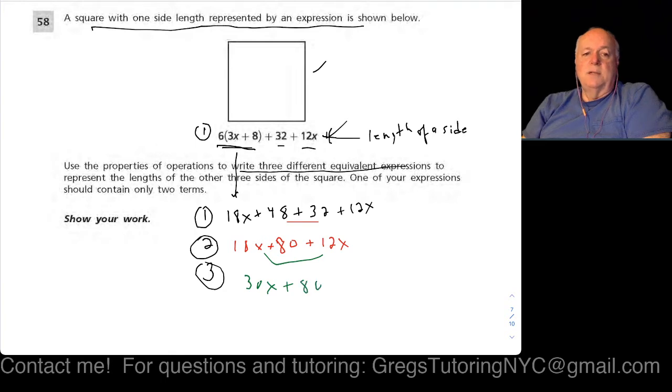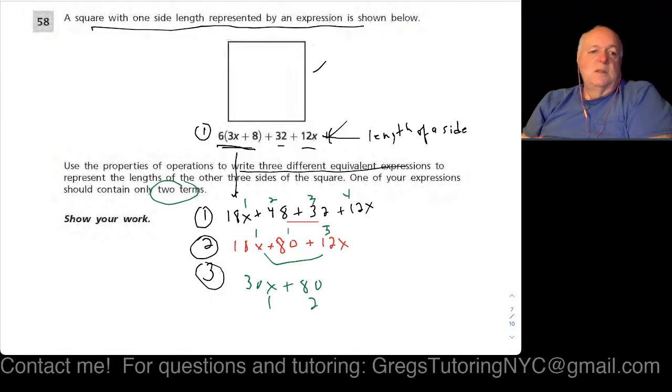But there was one gotcha. This last thing says, one of them should contain 2 terms. Well, this contained 1, 2, 3, 4 terms. This contained 1, 2, 3 terms. And this contains 2 terms. Booyah! We got it, bro. We got this. Okay.